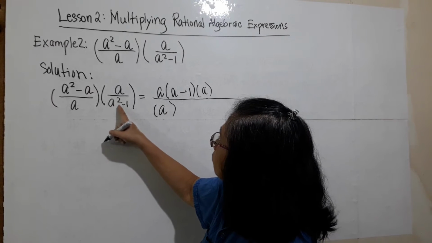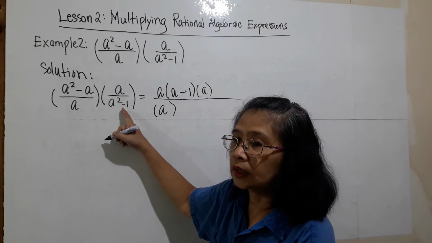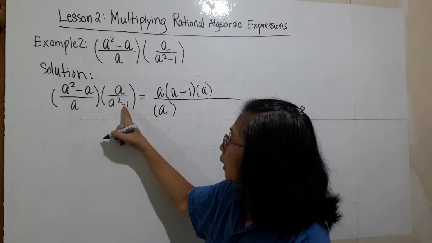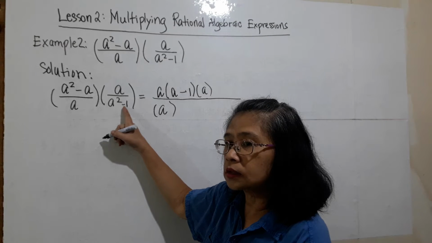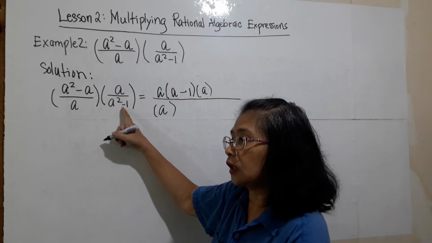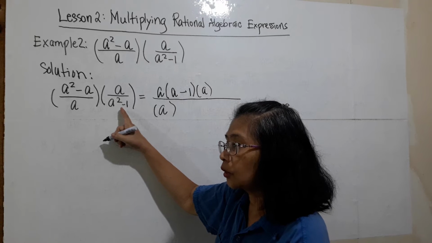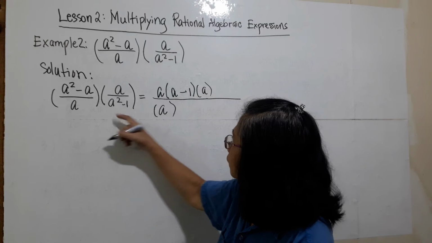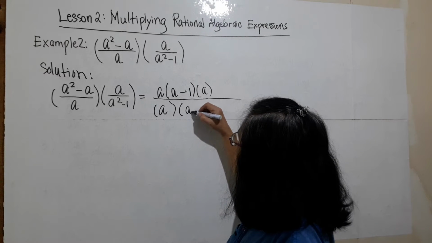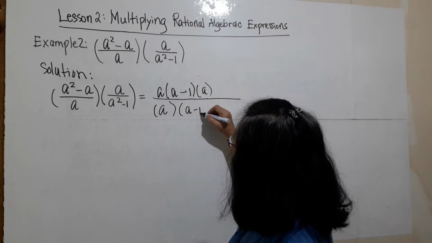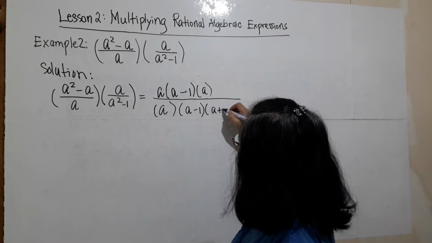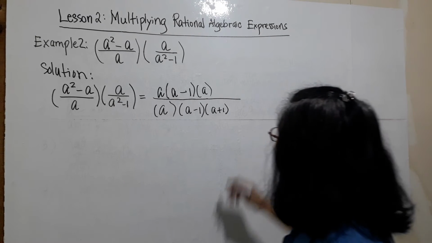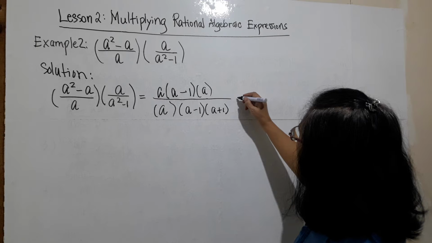Okay, the a squared minus 1 here is a perfect square, and the operation given is subtraction. So we are factoring a difference of two squares. So we have a minus 1 and a plus 1. So these are the factors of a squared minus 1. So we can now do factoring.